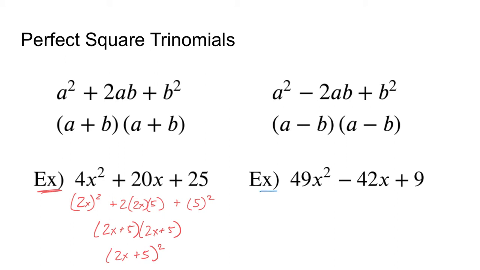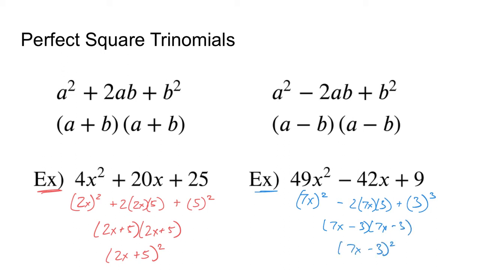Take a look at the second example, 49x squared minus 42x plus 9. Do you see the perfect square trinomial? Take a minute, see if you do. You can pause the video. Do you see that it's 7x squared? Do you see that the last term is 3? Do you see the middle is 2 times 7x times 3? 2 times 7 is 14, times 3 is in fact 42, so we get that 42x there. Therefore we can factor this and rewrite it as 7x minus 3 times 7x minus 3, or 7x minus 3 squared. And it's negative because of the sign right there.